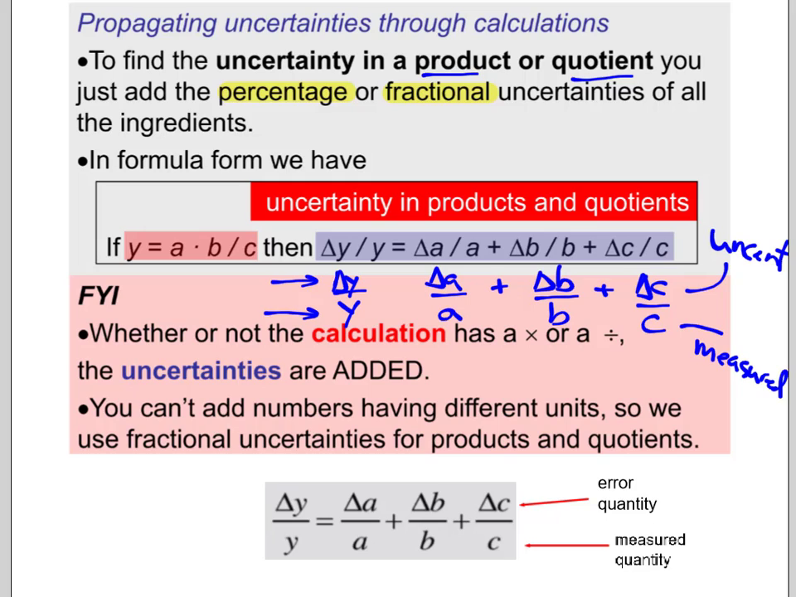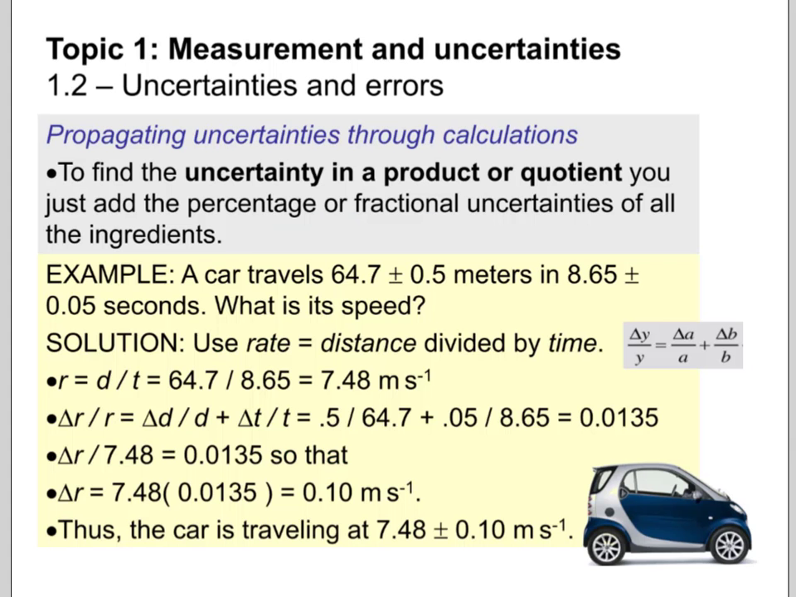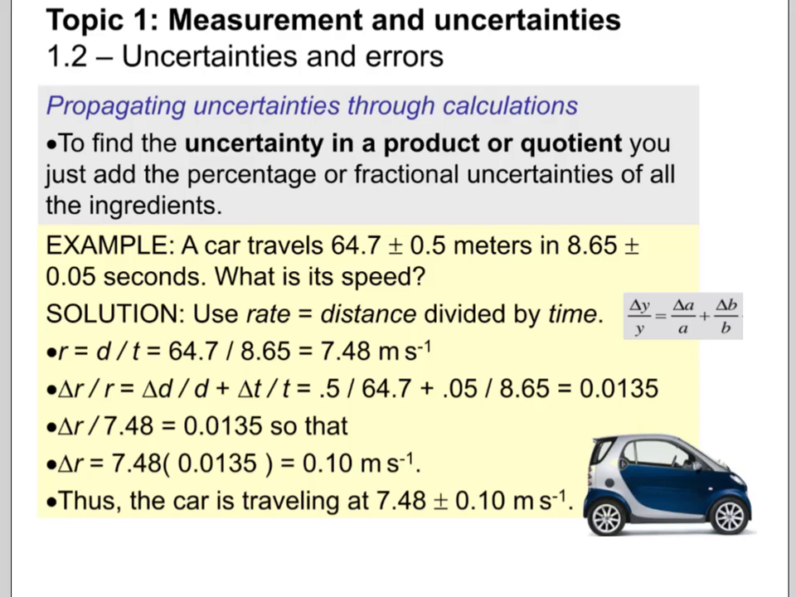Again, all of our uncertainties are going to be added together. They're going to make the overall uncertainty increase. Because we can't add numbers having different units, we use fractional uncertainties for products and quotients. Okay, so let's try one. It's probably easier to try one than it is to talk about it.